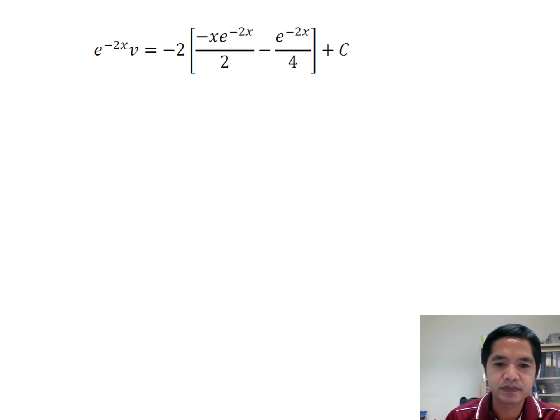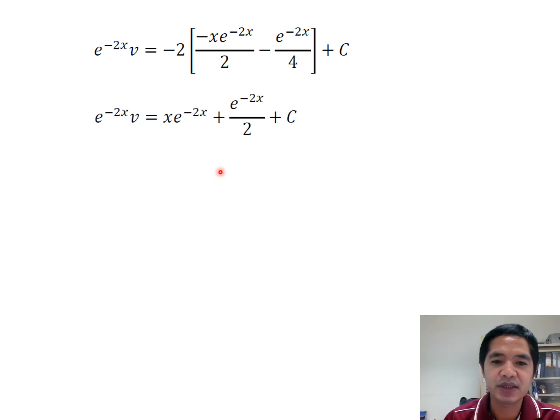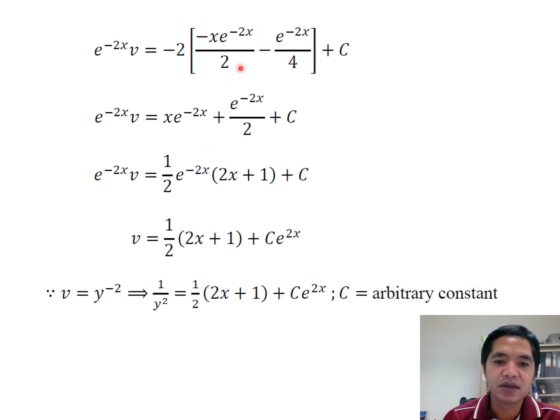Okay, so after you do the integration by parts on the right hand side, you're going to get minus x e to the minus 2x over 2 minus e to the minus 2x over 4. Then you multiply minus 2 into the parentheses. Okay, you get x times e to the minus 2x plus e to the minus 2x over 2 plus c. And rearrange the form again until the end. We get v equal to 1 over 2 times 2x plus 1 plus c times e to the minus 2x.